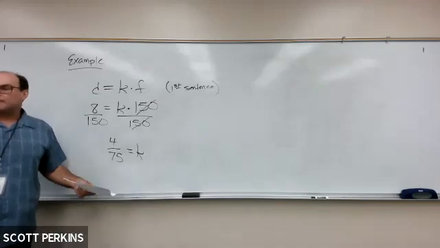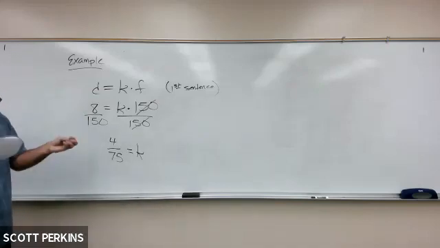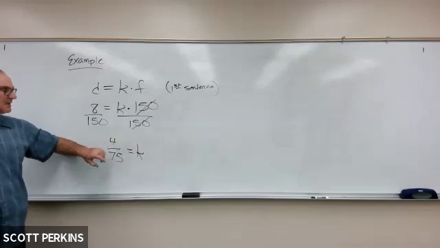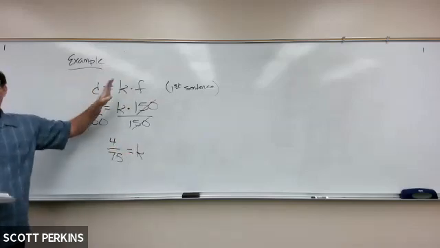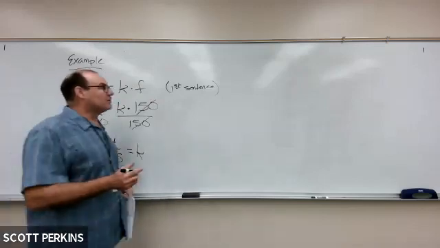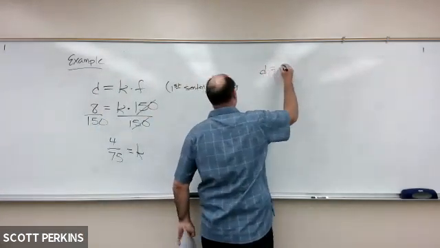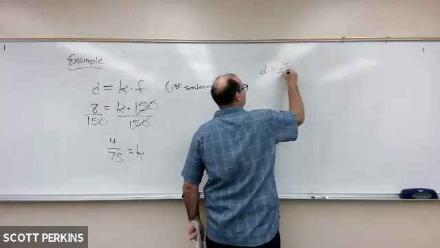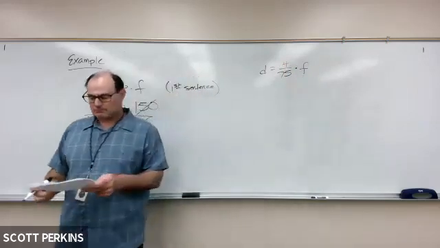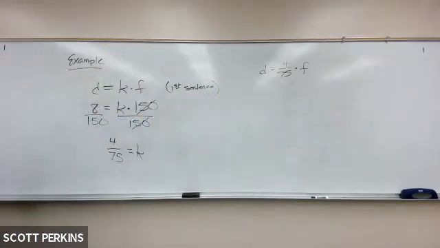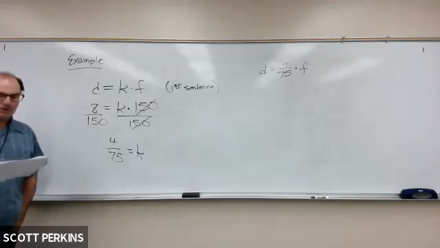So what that means, if you were in science class and you had the spring in front of you, that tells me what the relationship between distance and force is for this particular spring. So the relationship is always going to be D is equal to 4 over 75 times F. And I can use that to answer the last part of the question.